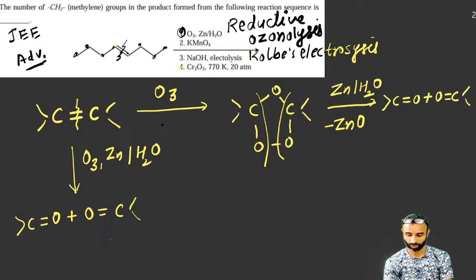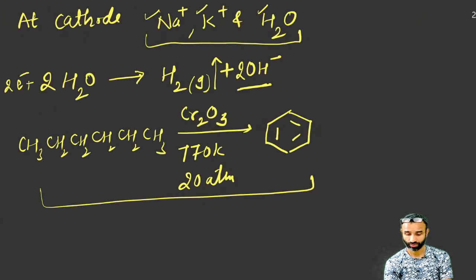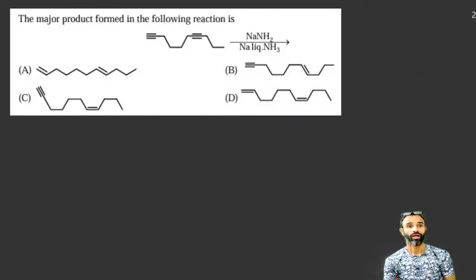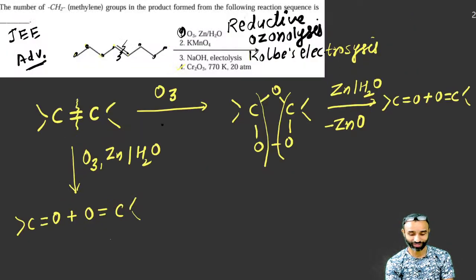Okay, so come to the next question. Major product formed in the following reaction is. Oh, okay, the question is different, right? Number of CH2 groups in the product is 0, because at the end of the reaction, after these 4 steps, we will get benzene and there is no CH2 group in it.